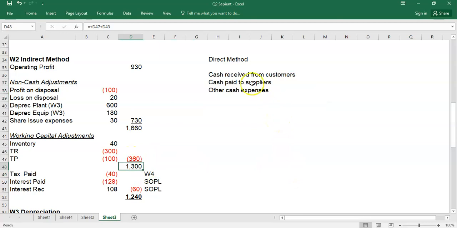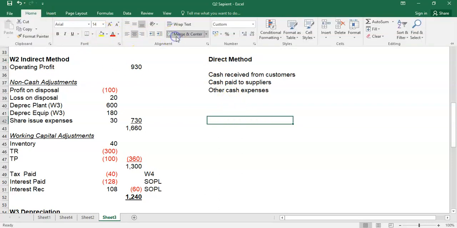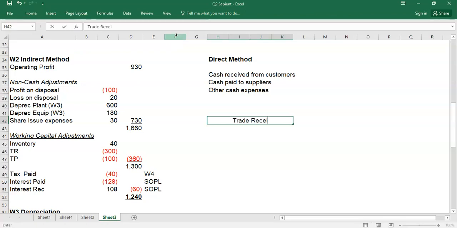Your cash received from customers is made up of your revenue plus your trade receivable movements. So if we look at, for example, here, and we do a T account for trade receivables.